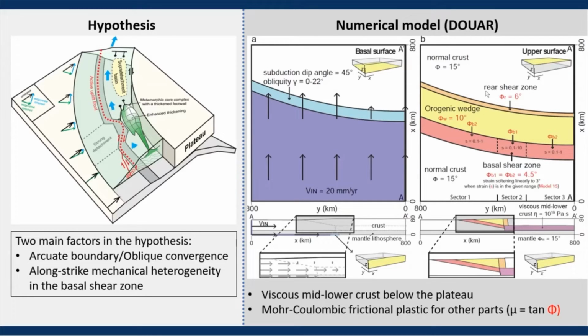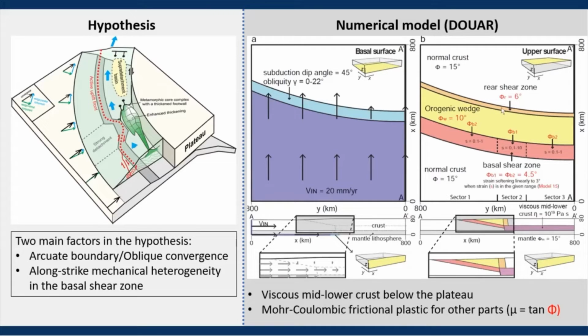And on this plan view, the different colors represent the different mechanical properties. We only have one viscous layer that's here. There's a weakened middle-lower crust beneath the thickened Tibetan plateau, and all other parts are frictional materials. The strength of the material was defined by the internal angle of friction. So the friction coefficient equals the tangent of the frictional angle. And the white parts are strong Indian and Tibetan crust.